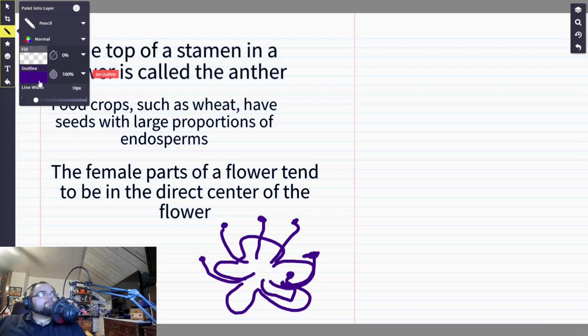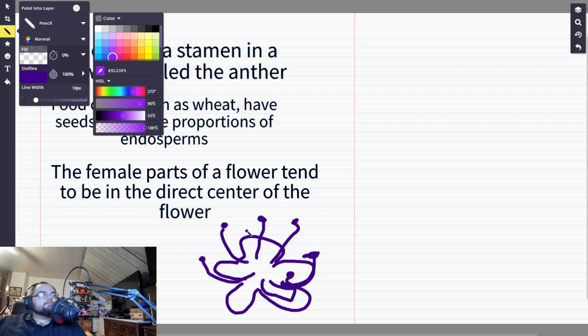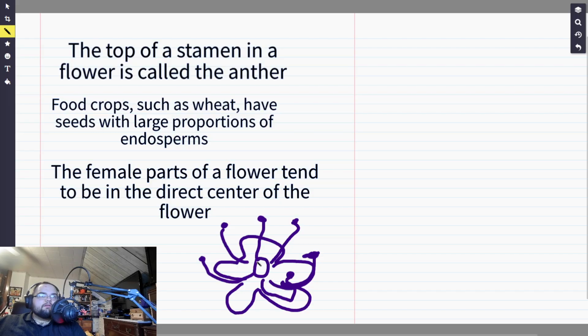Then let me use a different color. Let's use like a nice light purple. The female parts tend to be in the center.